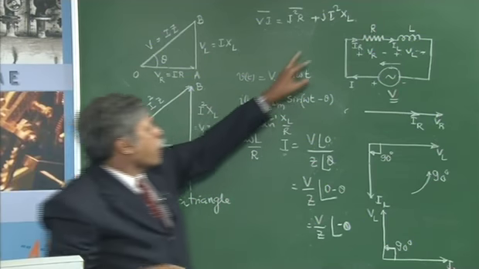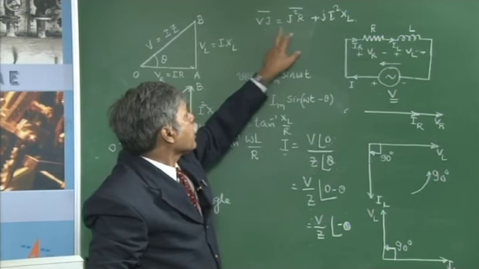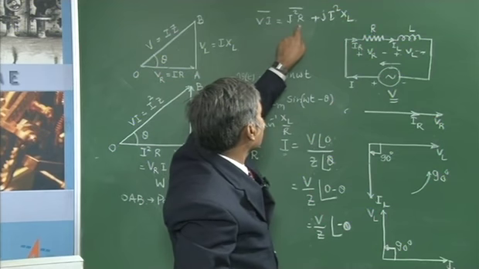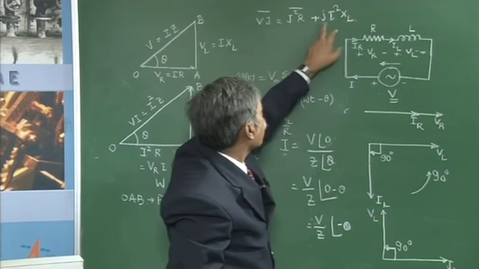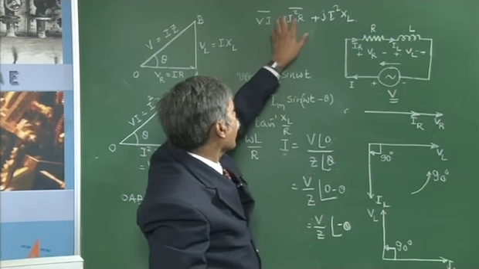Without reactive power, it is possible only if it is a pure resistor. That means when XL is equal to 0, I have apparent power equal to real power. Otherwise, I will get a difference between the apparent power and real power.